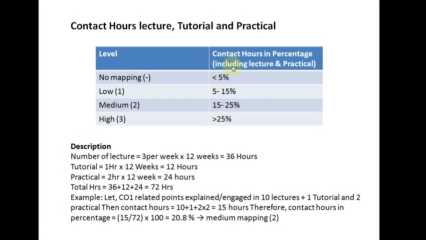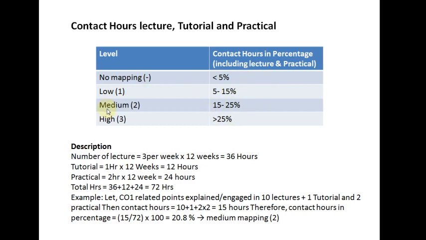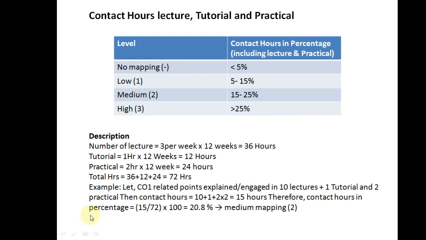So when you go for these levels, if it is between 15 to 25, you have to give it as medium level. Like that you have to give the CO-PO mapping. Finally, 15 hours divided by 72 comes to 20.8%. It finally leads to the medium mapping. Like that you have to prepare the CO-PO mapping.